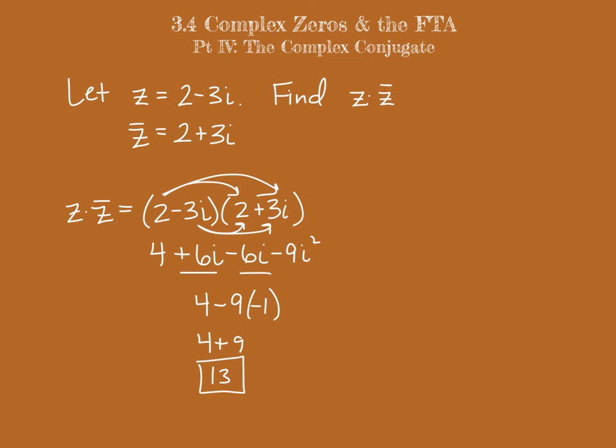Note that when we multiply a complex number times its conjugate, we rid of the imaginary part. We have turned our product into a real number, and that is why this is important. If we do not wish to have any imaginary parts, we can multiply a complex number by its conjugate to rid of the imaginary part.